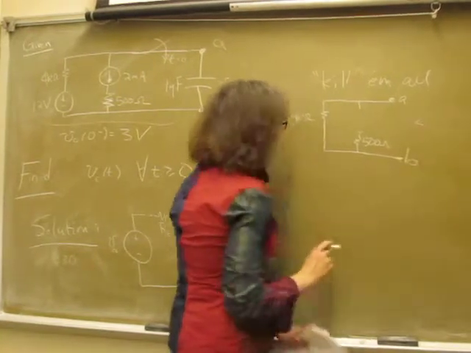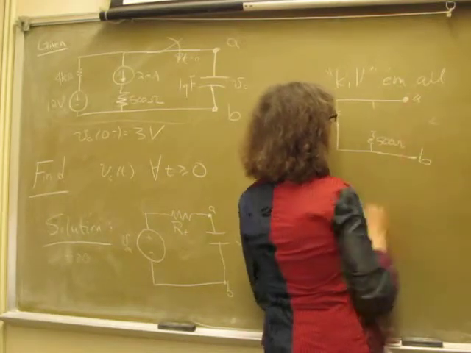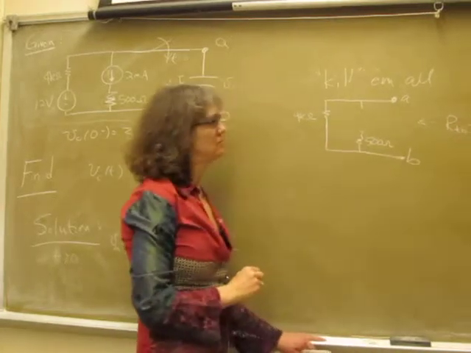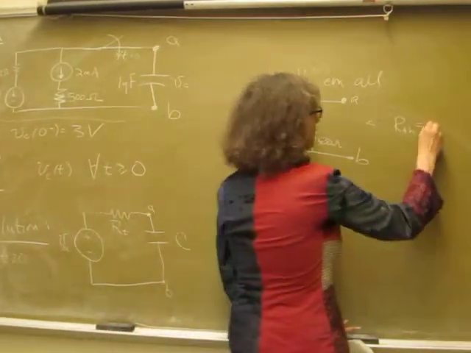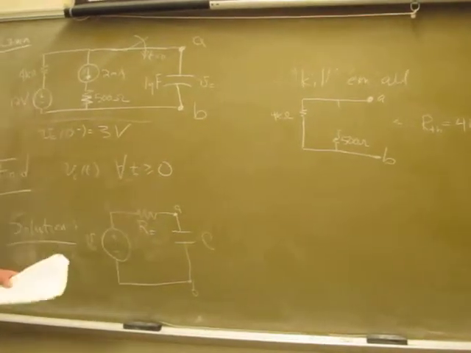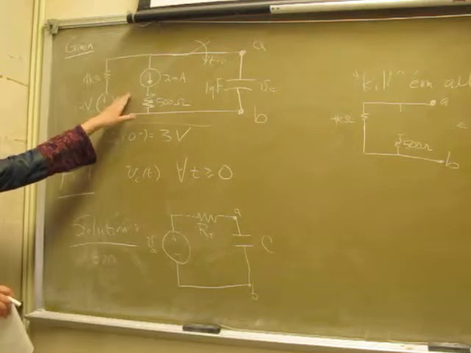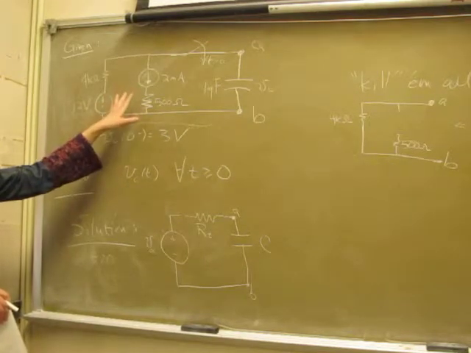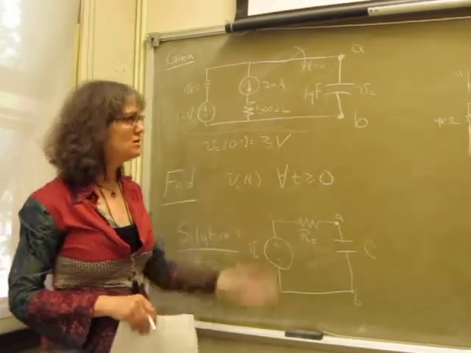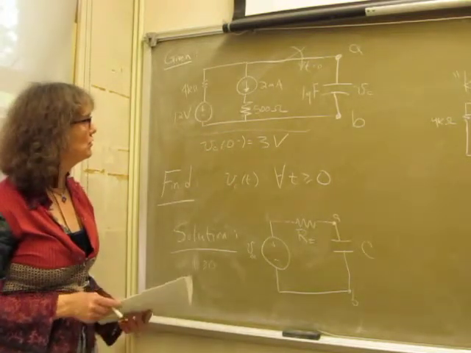If you look at this from the perspective of terminals A and B, what's the equivalent resistance? It's just the 4K. Okay, so that was easy. And it is easy to find the Thevenin equivalent resistance when you've only got independent sources. If we had a dependent source here, remember, it's a lot more work. We'd have to find first the open circuit voltage, and then find the short circuit current, and then take the ratio of those two, and that would be the Thevenin resistance. But this was pretty straightforward.